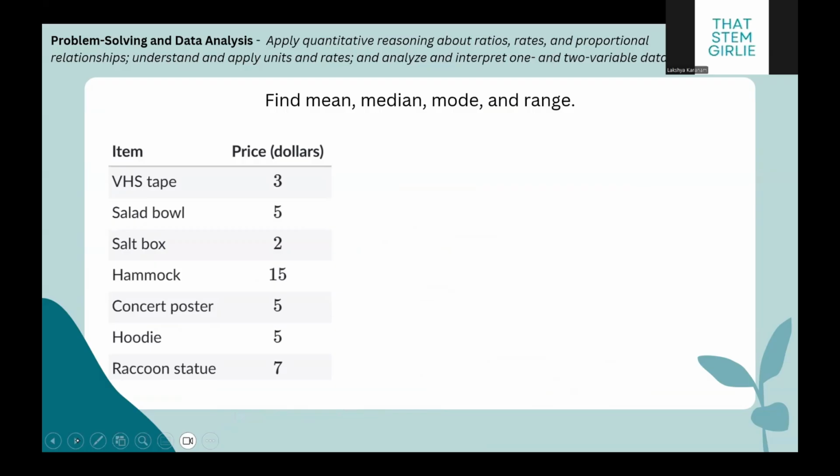All right, the next problem is asking you to find the mean, median, mode, and range of this series of numbers. So the first thing is the mean. Mean, or the numeric mean, is the average, basically. So to find the mean, the equation for the mean is the sum of all the numbers divided by the number of numbers.